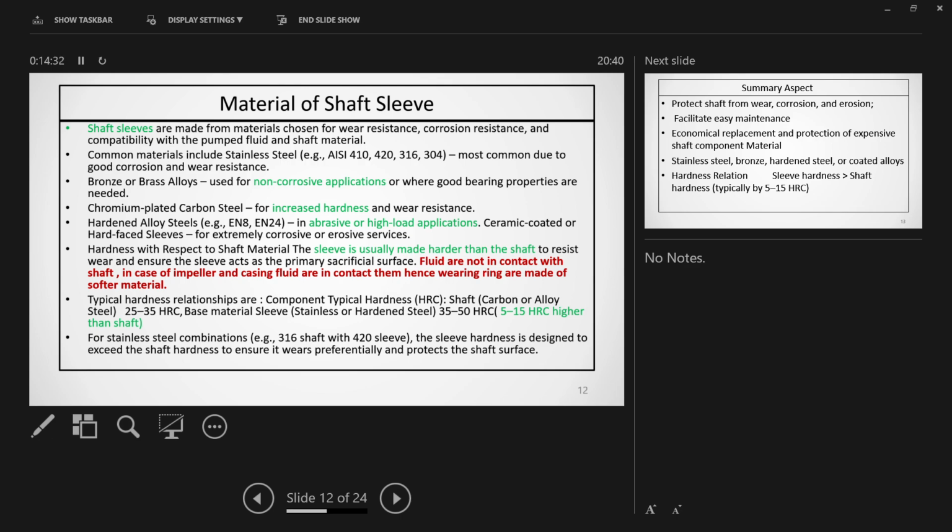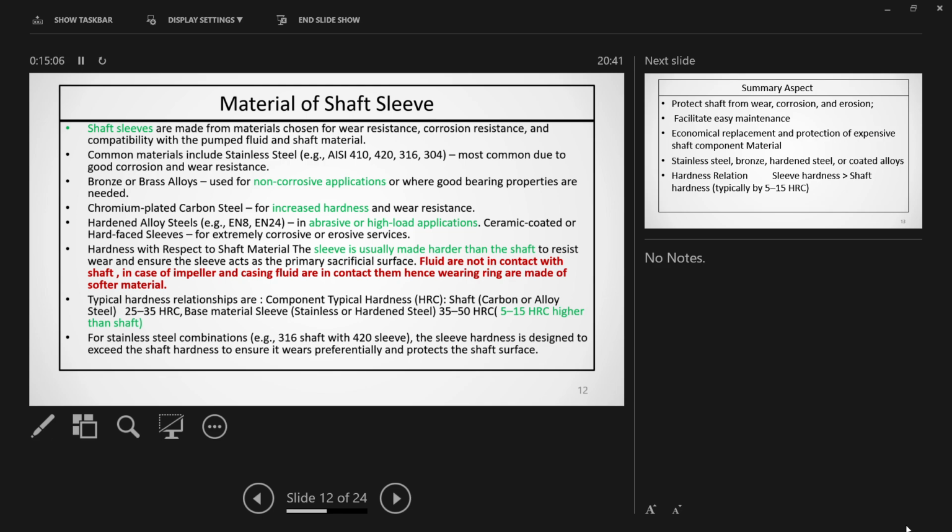Just like the casing or impeller, the wearing rings material should be softer than the casing and impeller, so that the rings will wear out fast and there is no need to replace the casing and impeller. Similarly, the sleeve material should be harder, not softer, than the shaft. It comes in contact with the fluid, so it can withstand the corrosiveness of the fluid, and erosion is also stopped.